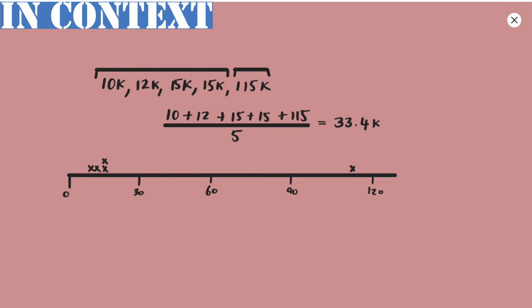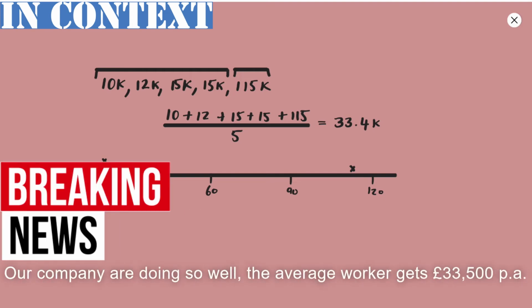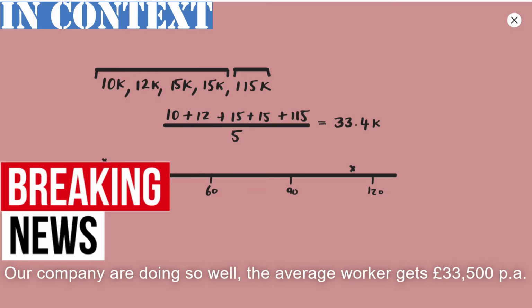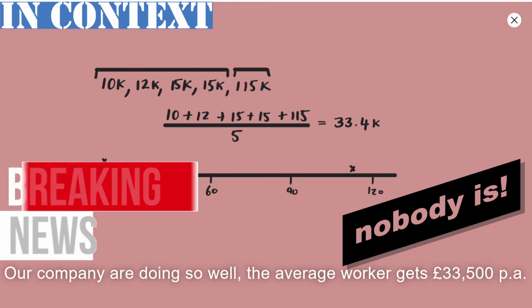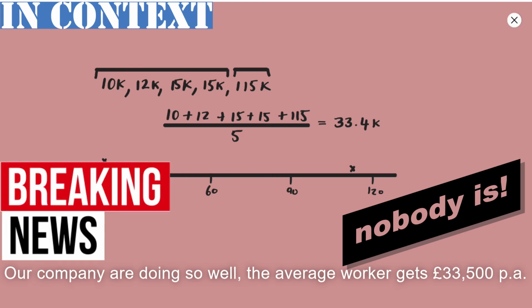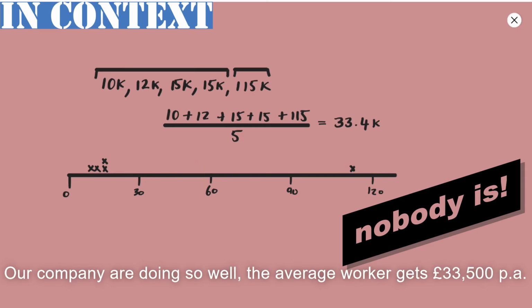This 33.4 thousand could be a headline, and if we thought that everyone at that company was on 33.4 thousand, that would look pretty good. You would feel like they were being quite successful. But it's all because of that 115,000 there.